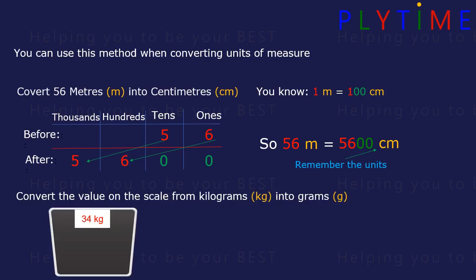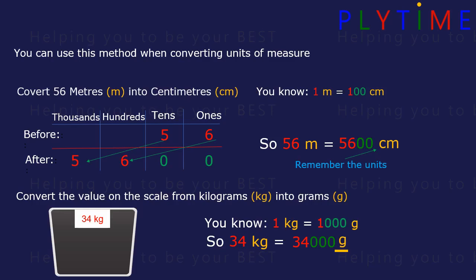Convert the value on the scale from kilograms into grams. We can see the value on the scale is 34 kilograms. We know 1 kilogram is 1,000 grams, so 34 kilograms multiplied by 1,000, we move the digits 3 places to the left and add 3 zeros, so it becomes 34,000 grams. Don't forget the units.